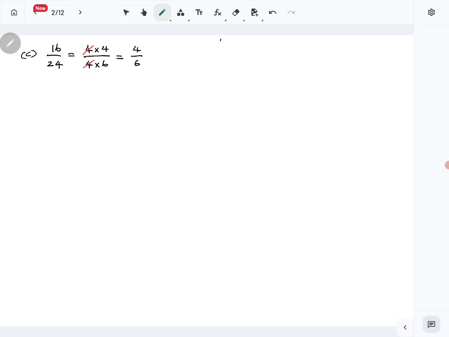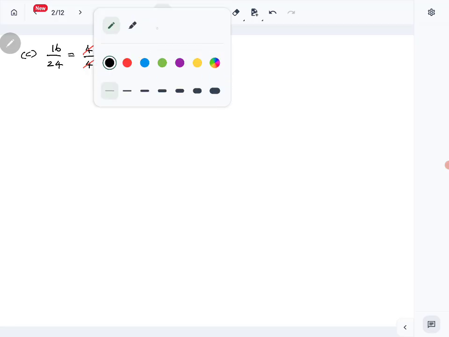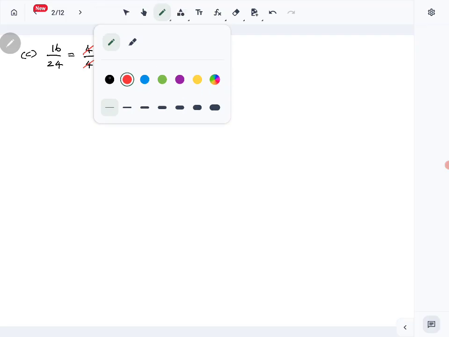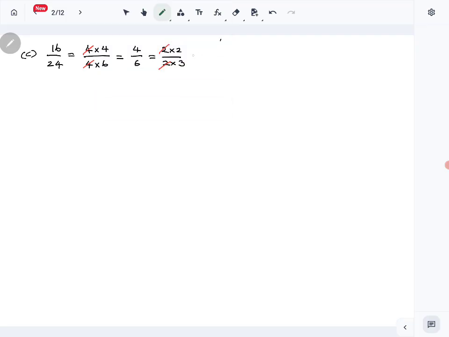This also I can simplify, no? 4 can be written as 2 times 2. 6 can be written as 2 times 3. Again, cancel the common parts. So you have to keep on cancelling until you are left with no common factors between numerator and the denominator. So what's the simplified form? 2 over 3.